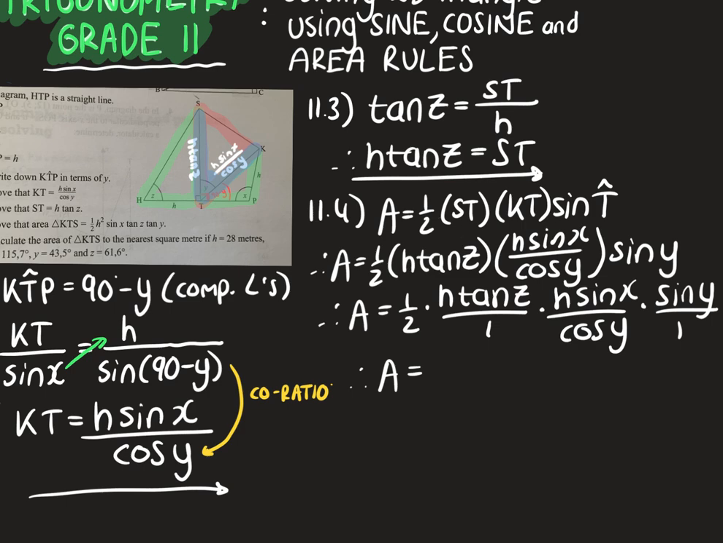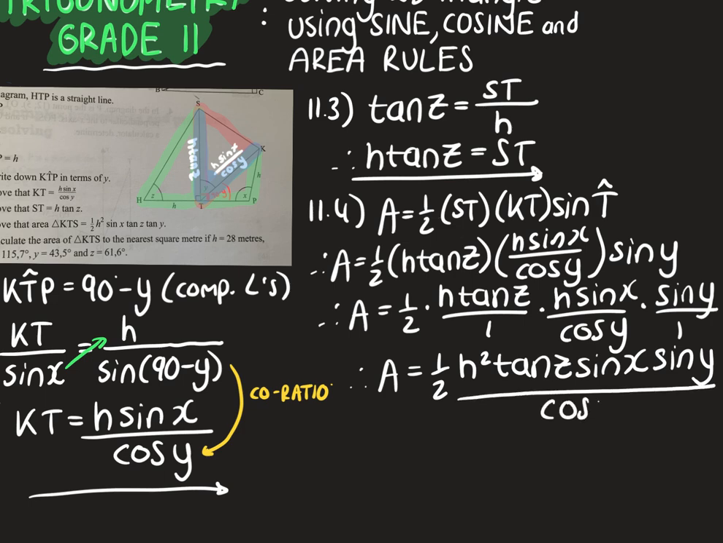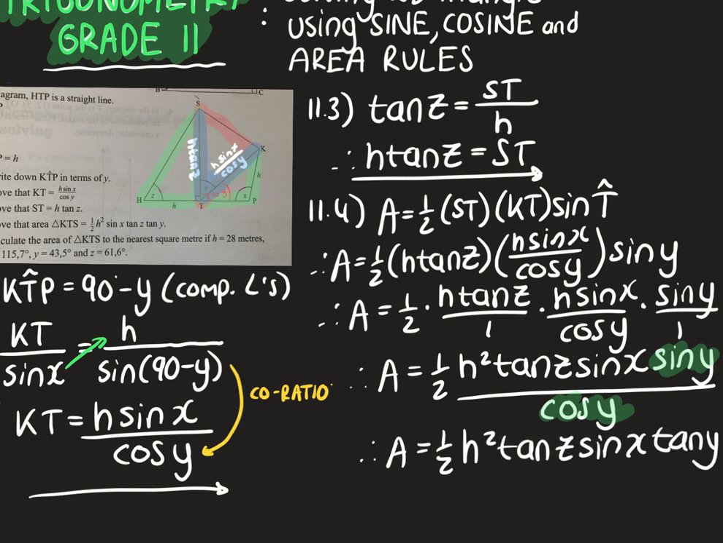So that's going to give me, let's leave the half in the front, h squared tan of z, sine of x, sine of y all over cos y. But doesn't this become a tan? Sine of the same angle over cos of the same angle gives me a tan. So I can create a tan there. And that's an identity, everybody. So tan of z, sine of x, tan of y. And that is what they wanted you to prove.